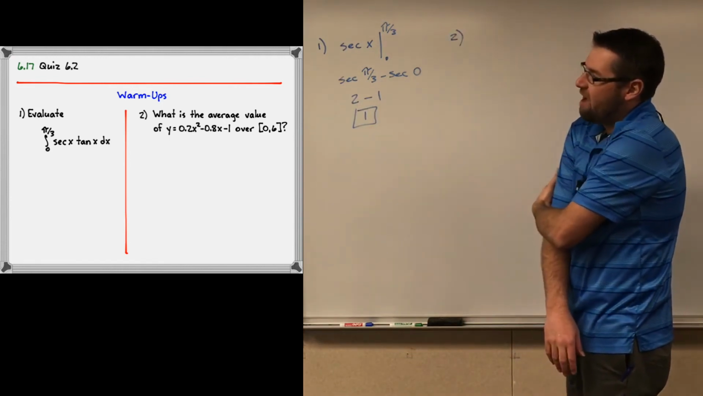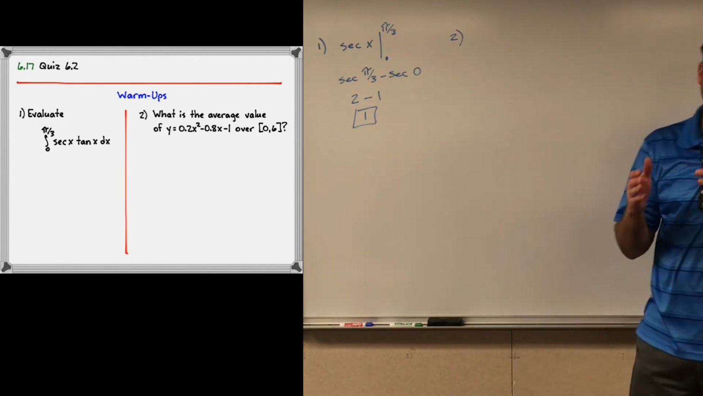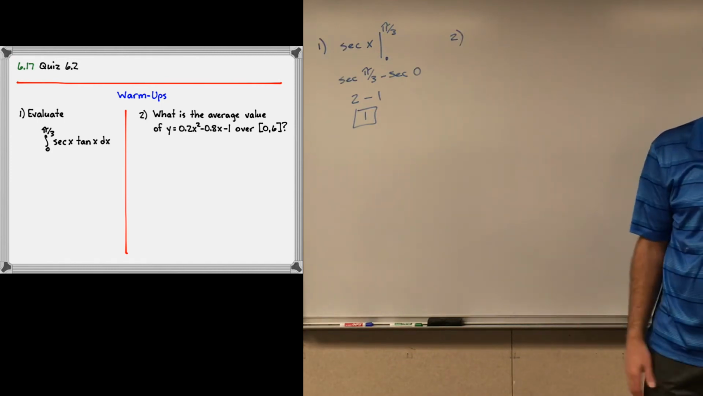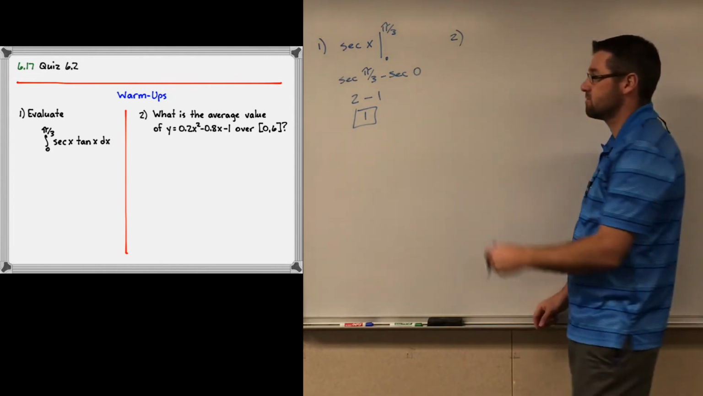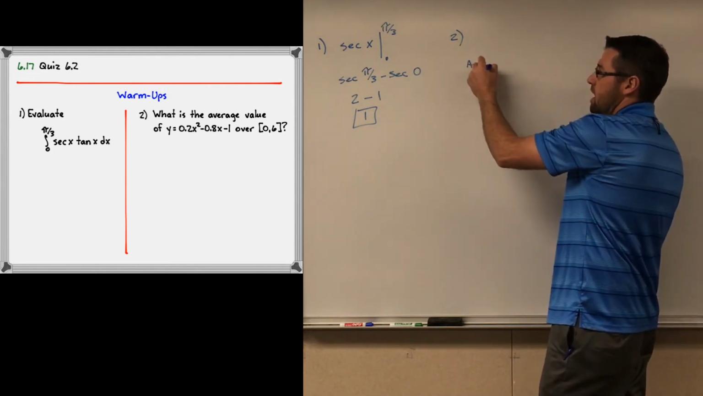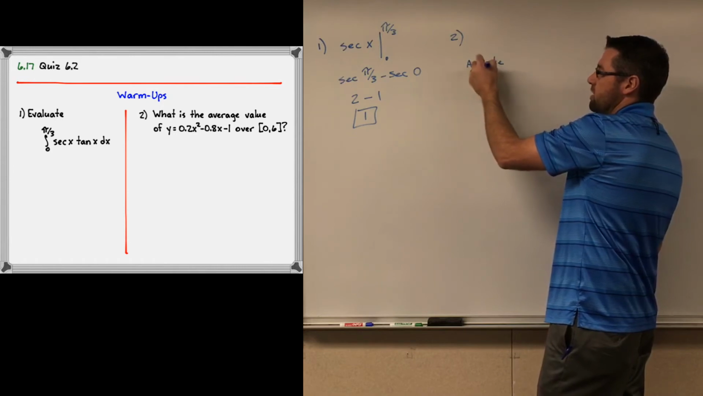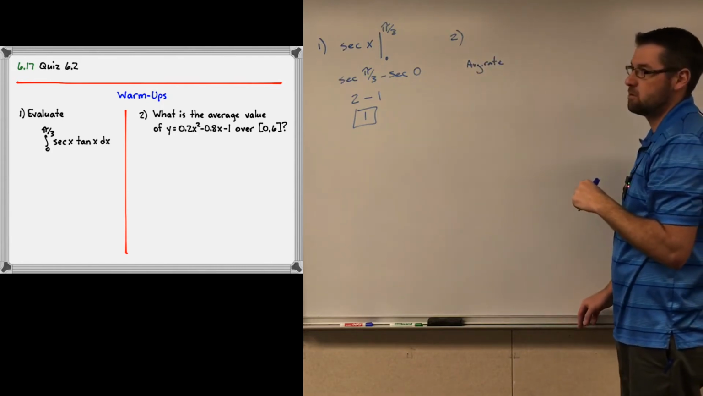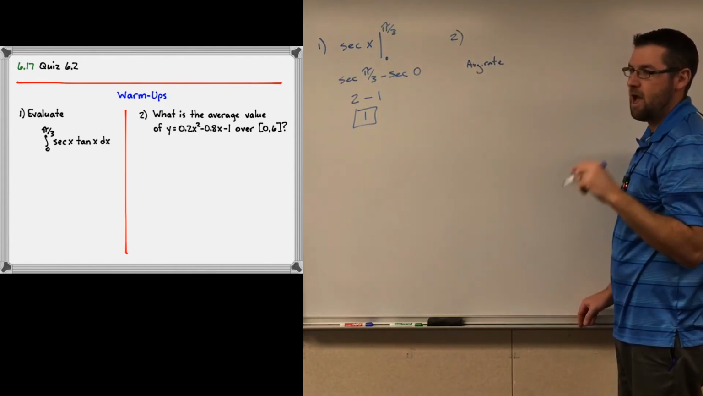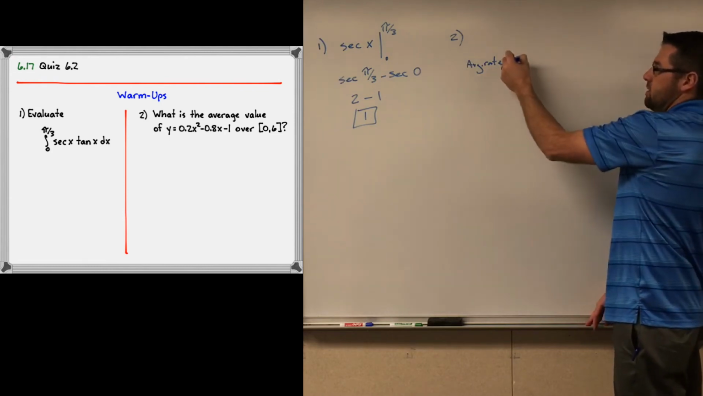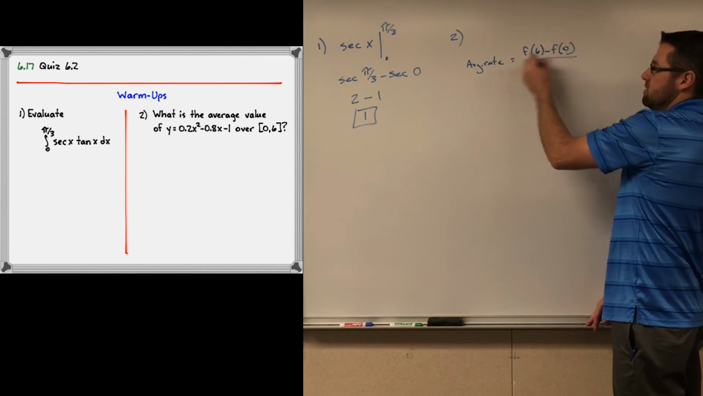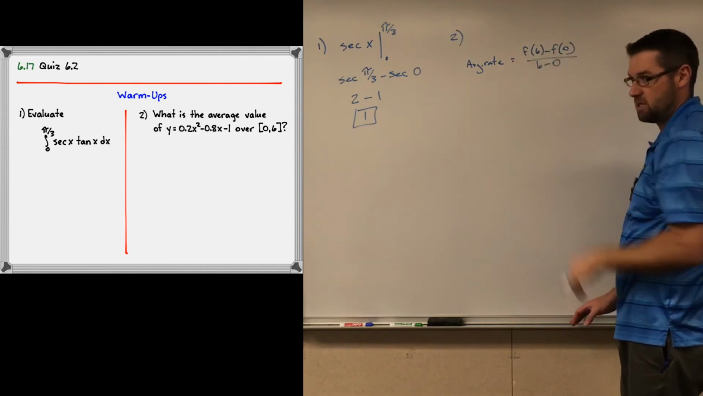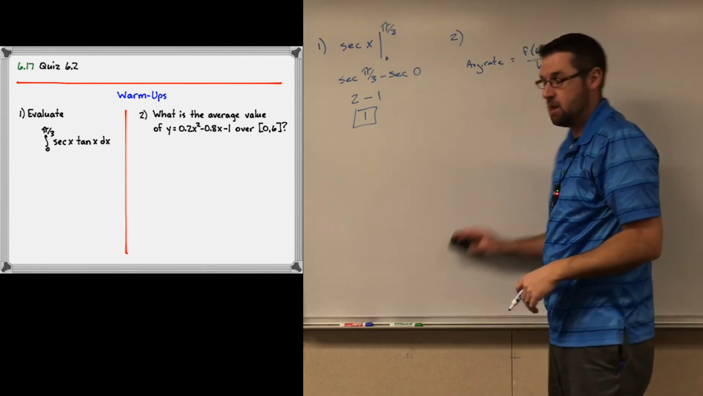Number 2, we want the average value. So how do I find average value? I'm not asking for average rate. How would you find average rate? The slope, the derivative. No, not derivative. Average rate is f of 6 minus f of 0 over 6 minus 0. Average rate is just the slope of the function, right?